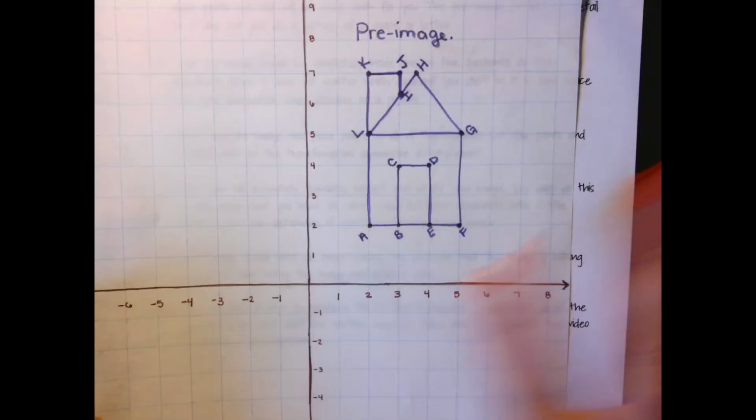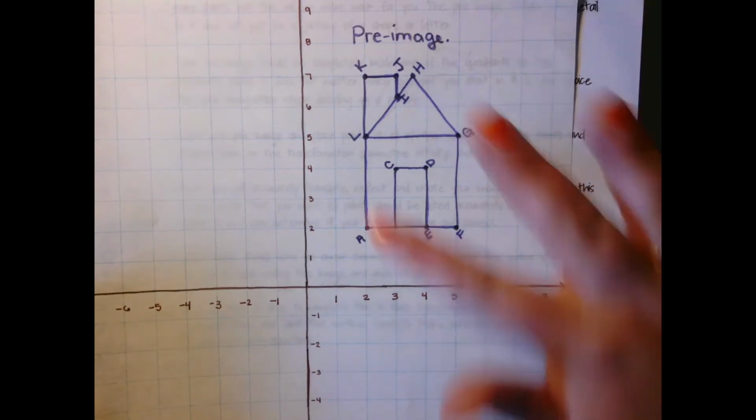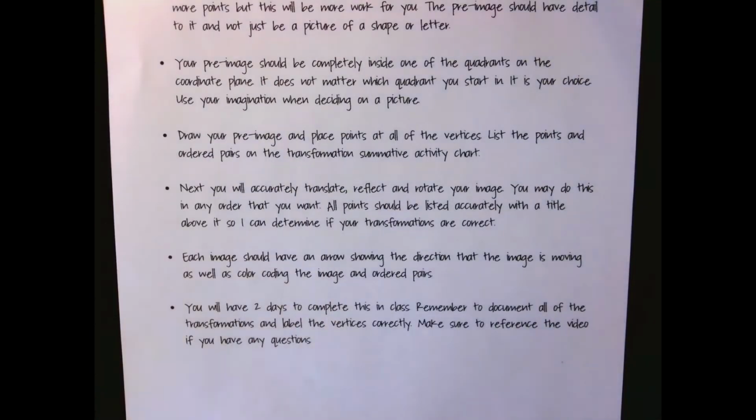Alright, so I've completed my pre-image and I have it colored in with purple and all of my points are labeled. Now I'm going to go back to my instruction sheet. So once my pre-image is done, I'm going to accurately translate, reflect, and rotate my image. And I'm going to go over that.